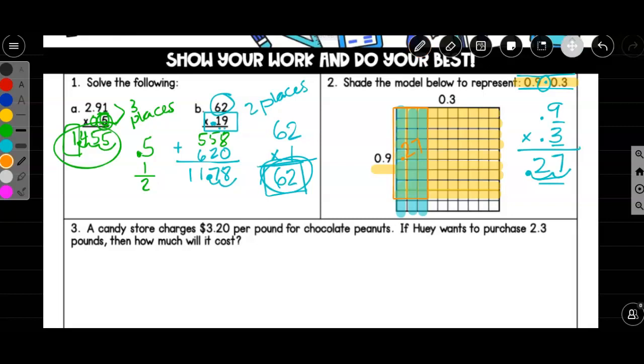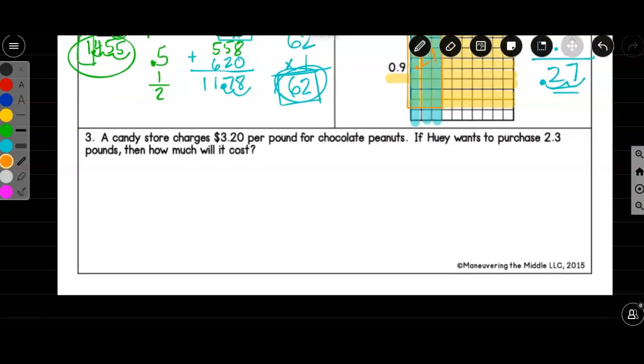Okay, we have one more problem left. You can always pause the video, by the way, take a deep breath, refresh your memory, pull out that journal, and we'll go from there. Okay, let's read this very carefully. It says a candy store charges $3.20 per pound for chocolate peanuts. If Huey wants to purchase 2 3/10 pounds, so it's more than 2 pounds but less than 3 pounds, then how much will it cost?